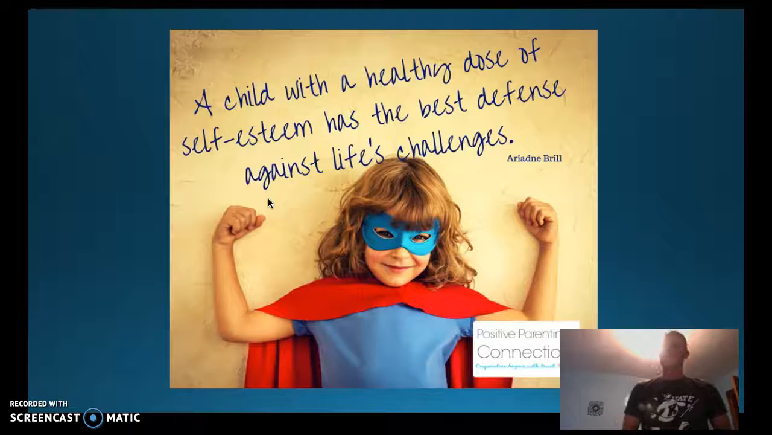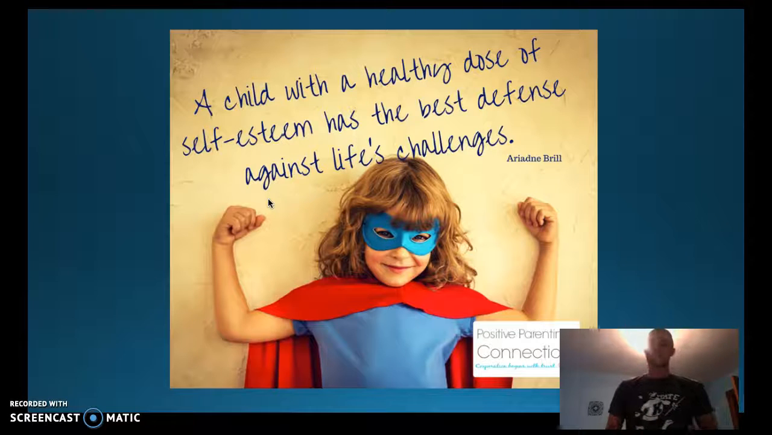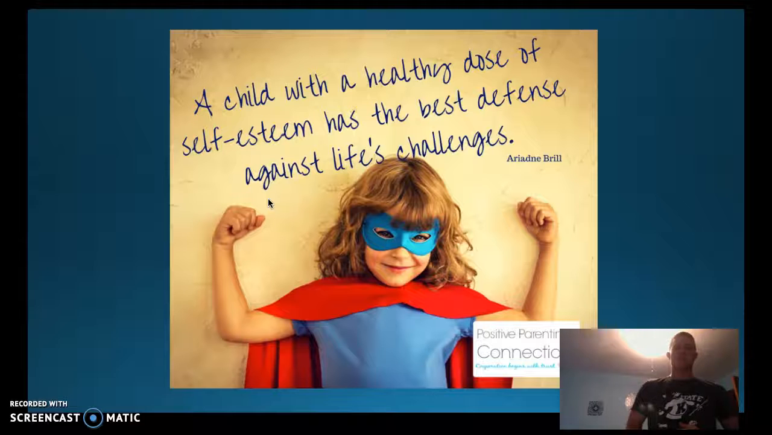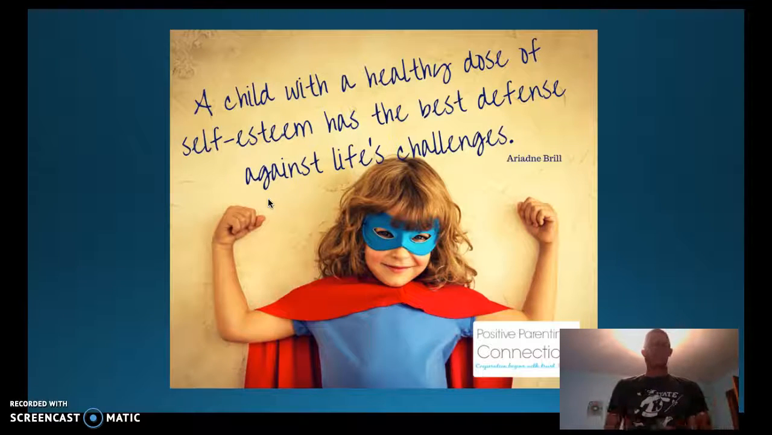A child with a healthy dose of self-esteem has the best defense against life's challenges. Adrian Brill said that, and I believe that this quote is very true. A child that has great self-esteem will be able to face life's challenges and adversity the best that he or she can. And not only that, but if they have great self-esteem, their outlook on life will be that much better, and it's a contagious feeling to have good self-esteem about oneself.